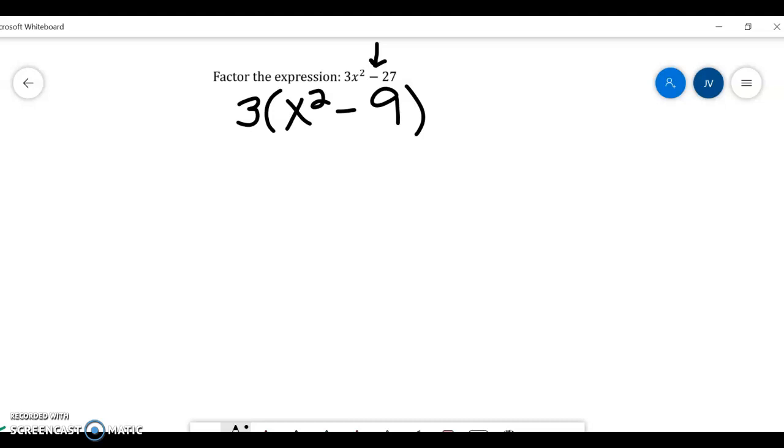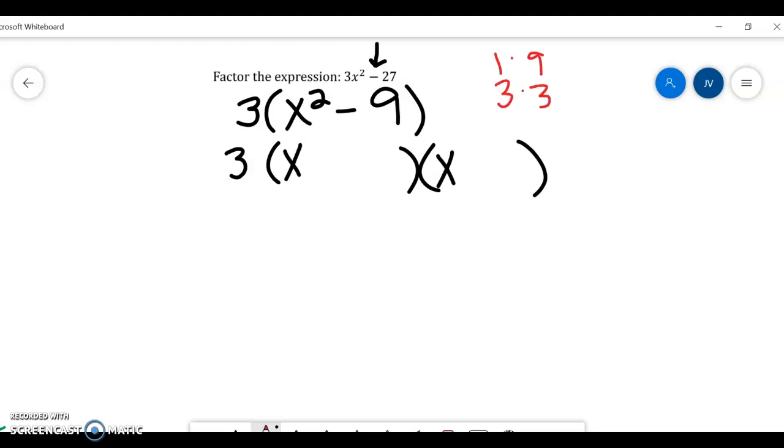All right, so now that we have the 3 out, we can set up our parentheses because we can factor out x squared minus 9. We'll have an x in both positions. And then we're going to choose from our factors. We can either do 1 times 9 or 3 times 3. But again, since there's no b position here, no number that has an x, not an x squared, an x, we know that it has to be two numbers that are the same that are going to subtract from each other. So let's keep factoring and you'll see what I mean.